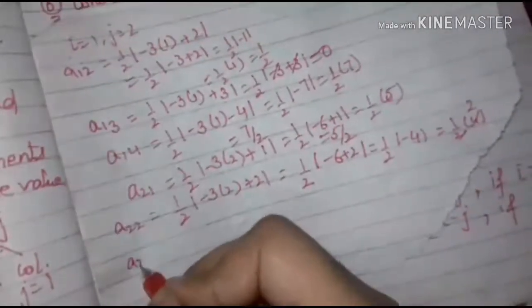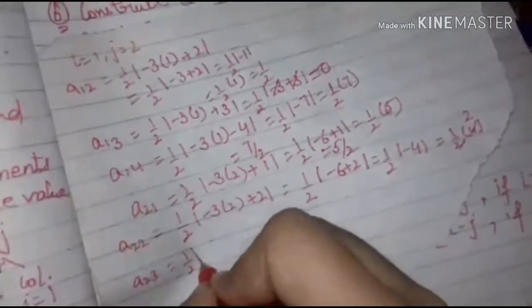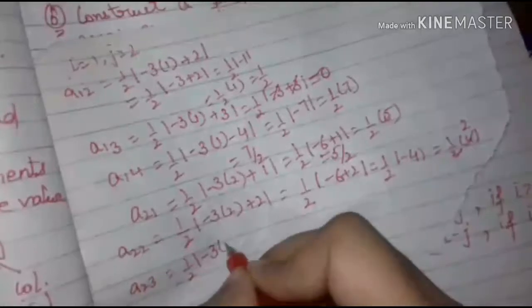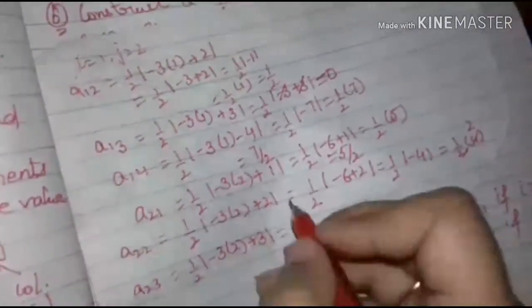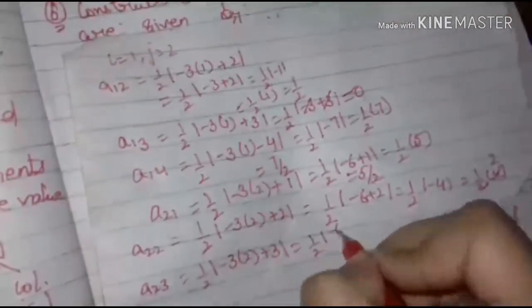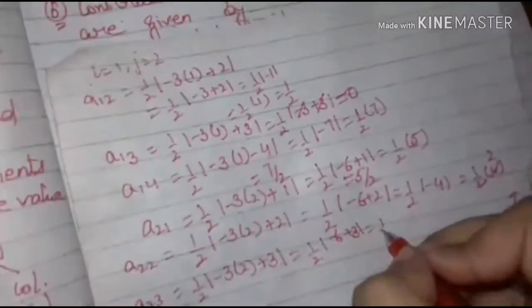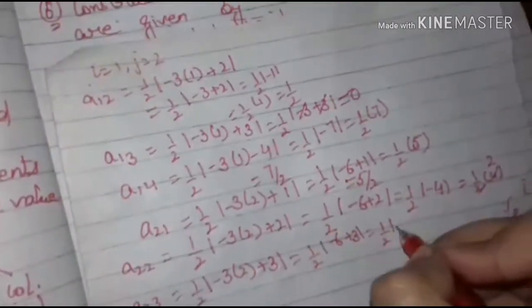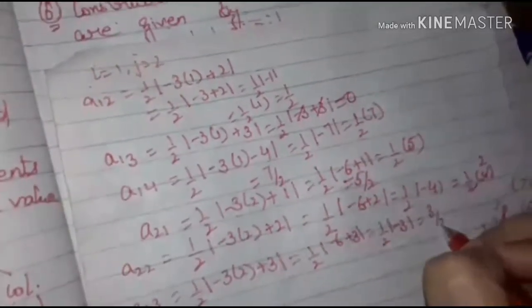Now A23. 1 by 2 mod of minus 3 into 2 plus 3 is equal to 1 by 2 mod of minus 6 plus 3, 1 by 2 mod of minus 3, and this will be equal to 3 by 2.